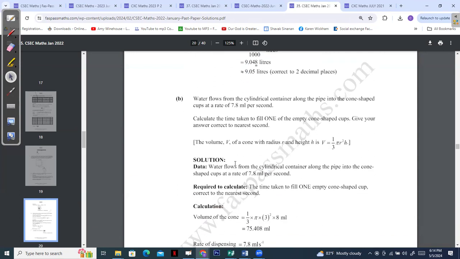Water flows from the cylindrical container along the pipe into the cone shape at a rate of 7.8 milliliters per second. Anybody could tell me the formula for this? You realize we got another question with rate? So let's find out the formula for rate. Take this sentence here and tell me the formula for the rate. So rate is equal to what?